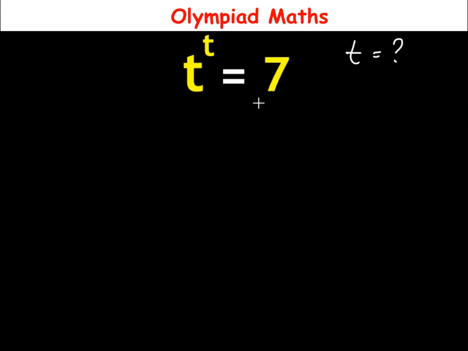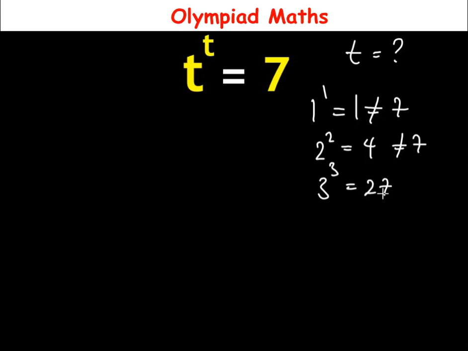Now let's say we try, for instance, 1 to the power of 1 is equal to 1, and 1 is not equal to 7. Now if you try 2 to the power of 2, this is equal to 4, and 4 is not equal to 7. Now if you continue, let's say we proceed to try 3 to the power of 3 is equal to 27, and this is not equal to 7.